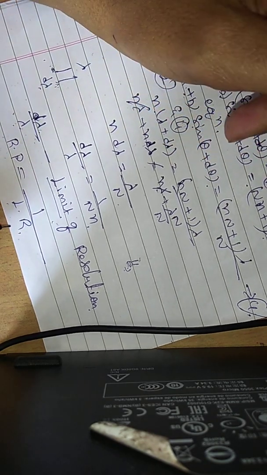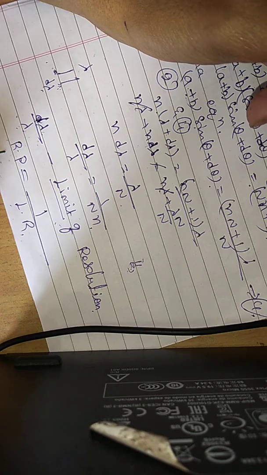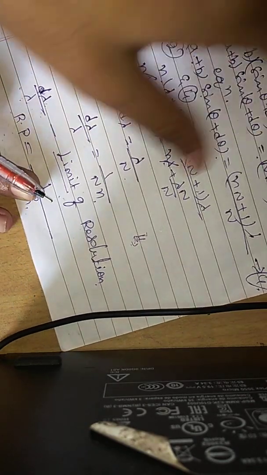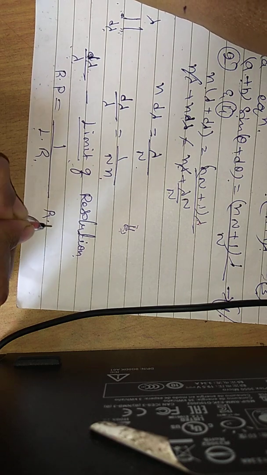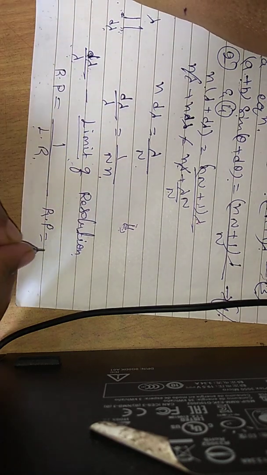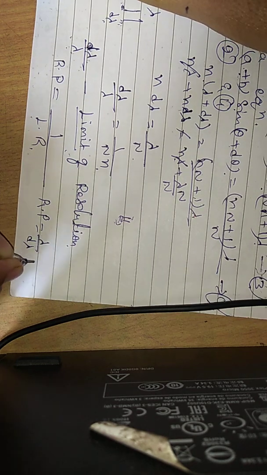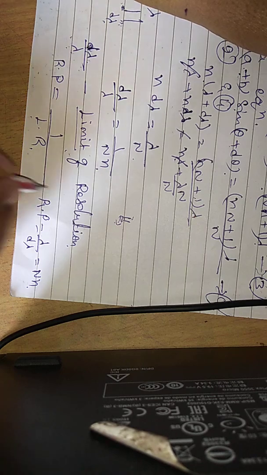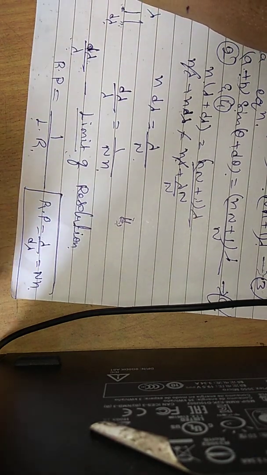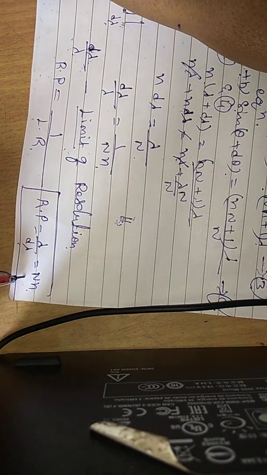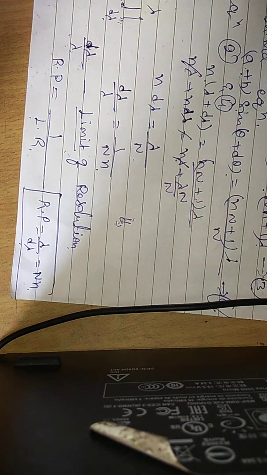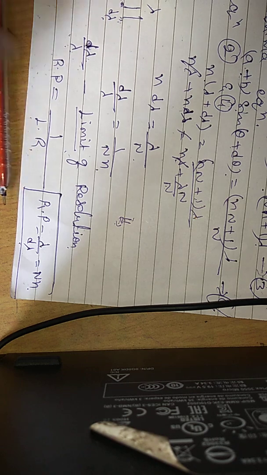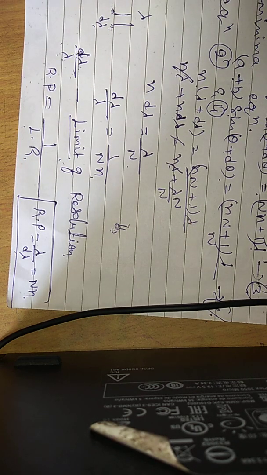The reciprocal of the limit of resolution is called the resolving power. Resolving power is equal to lambda by d lambda, which is equal to n into n. Resolving power is equal to lambda by d lambda is equal to n into n. So this is the resolving power of a grating.